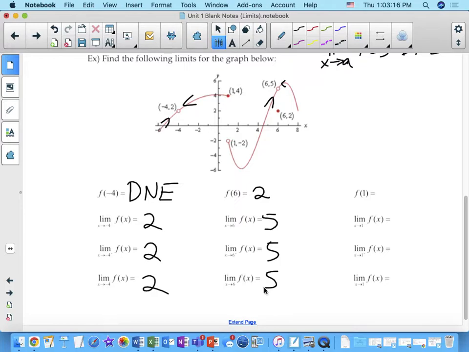Okay, let's do one more. Okay, what is f of 1? 4. Okay, what is the limit as x approaches 1 from the left? 4. Yeah. What is the limit as x approaches 1 from the right? -2. What is the limit as x approaches 4 of f of x? Doesn't exist. Correct.